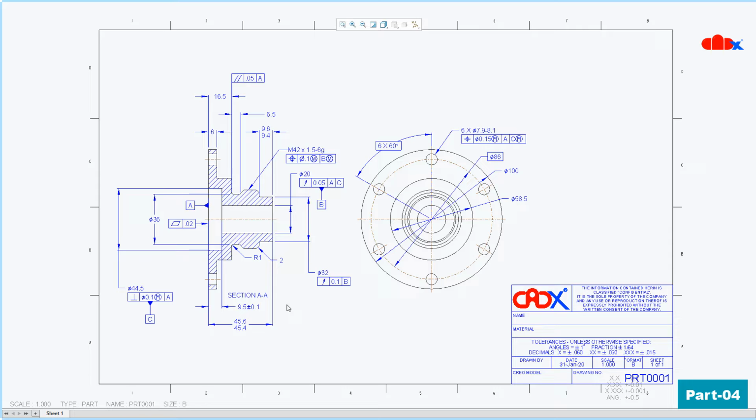Now how datums are decided, I have already explained in my previous video. So let's understand once again. Now this part has three datums, datum A, datum B and datum C. These datums are decided based on the function of the part and based on fixing the three directional movements of the part. So when this part is manufactured and comes for inspection, the first thing we do is place this part onto our inspection table.